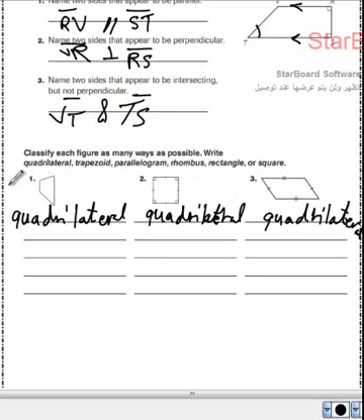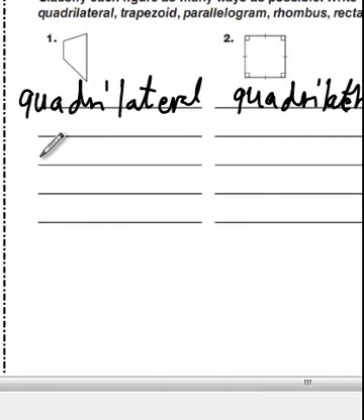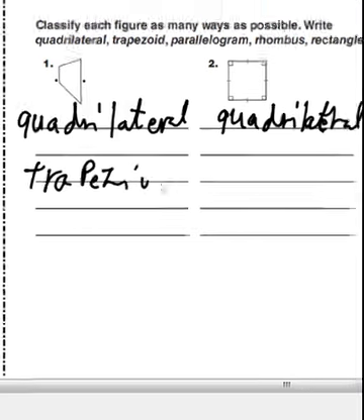Quadrilateral. Then ask yourself, is it a square? Is it a rectangle? Is it a rhombus? Is it a parallelogram? Is it a trapezoid? Of course it's a trapezoid, because I see only two opposite sides are parallel. And this is a trapezoid.